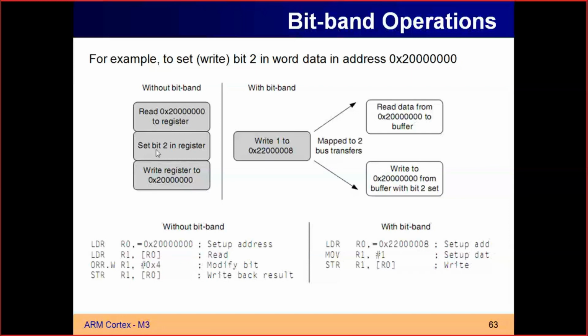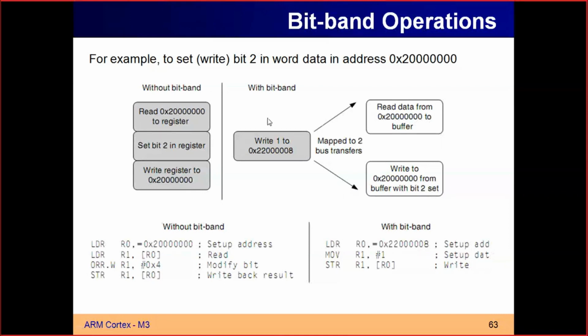So read, modify, write. Which are the corresponding assembly instructions? LDR R0 equal to 0x200. Then from here you are reading to R1, right? Then using an OR operation you are modifying R1. Finally you are storing it back to R0. So at least 4 operations are required. Excluding this, 3 operations are required.